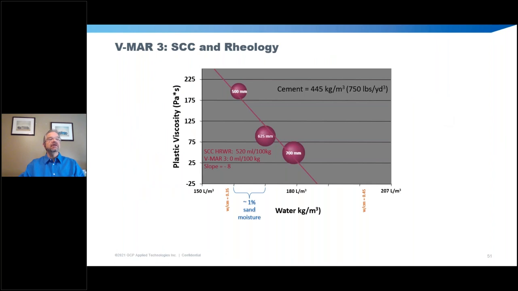How does it do this? Normally, as far as moisture tolerance goes with SCC concrete, if you have a flux, this is 150 liters per meter, 160, 170, 180. You can see here that if you have a 1% change in sand moisture and you get a 10 liter change without any kind of viscosity modifying admixture, that slope is fairly steep. So you're dropping that viscosity right down very quickly. If you're going from 160 to 170, you're going from a 500 to a 600, and if your mix is proportioned that way, your mix is likely going to fall apart.